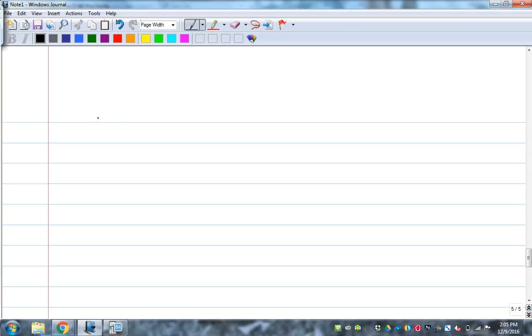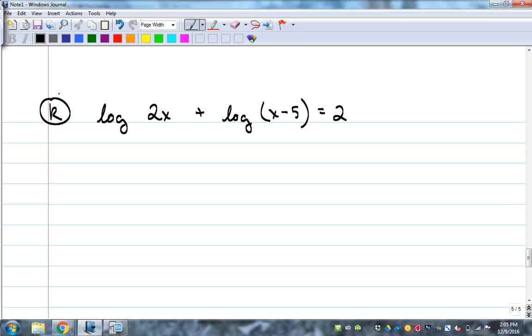All right, so let's look at this one. Let's say we had log of 2x plus log of x minus 5 is equal to positive 2. Example K. What base is that log? 10. When it's not written there, it's a base 10. And if you want to write the little 10 there, you can. Now, on the left side, there are 2 logs. On the right side, there are none. So we need to condense the left side so that there's only 1 log to get rid of. What does that condense into?